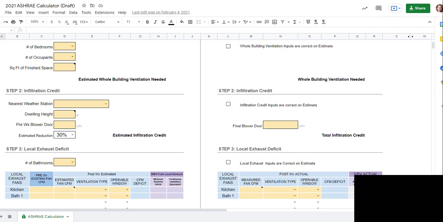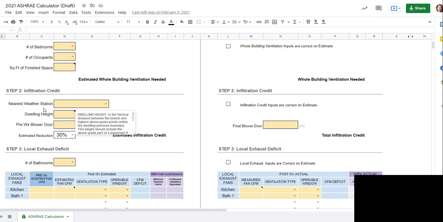Hey guys, I noticed when I was reviewing your files for the program year 2021 that you had the incorrect dwelling height on a couple of your ASHRAE calculations. So this is just a quick video to review what the requirements are there, to make sure that you guys clearly understand how to determine the dwelling height.